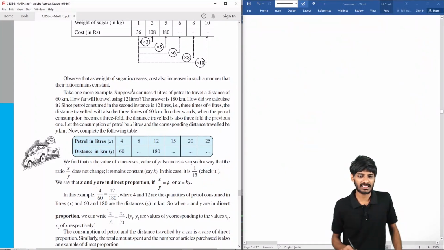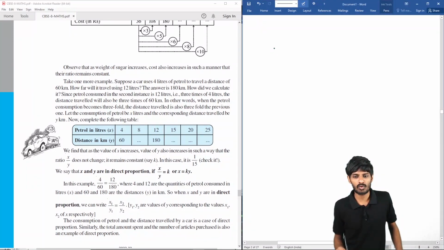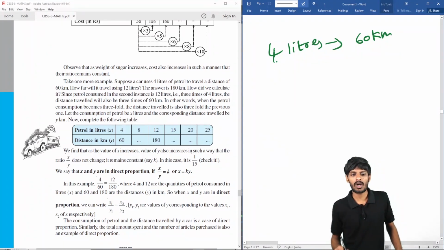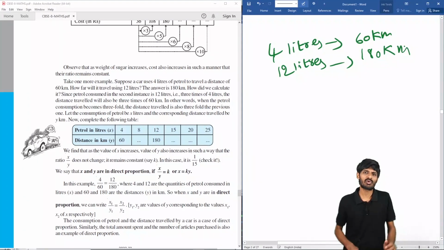And there is another example. Suppose there is a car and it uses 4 liters of petrol to travel a distance of 60 kilometers. Now I have given it 12 liters of petrol. How much distance can it travel? You simply say that is 180 kilometers, sir. But I will ask you how you know.